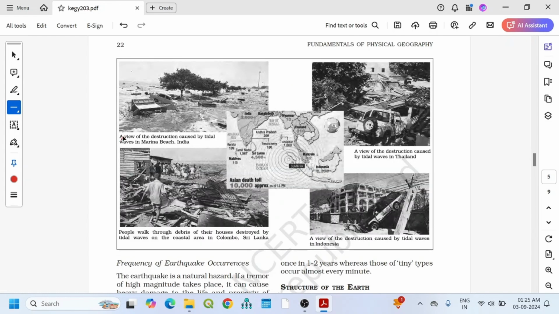So this is the view of the destruction caused by tidal waves at Marine Beach in India, and this is the view of destruction caused by tidal waves in Thailand. Here shows the people walk through debris of their houses destroyed by tidal waves on the coastal area in Colombo, Sri Lanka. And this picture shows a view of the destruction caused by tidal waves in Indonesia.